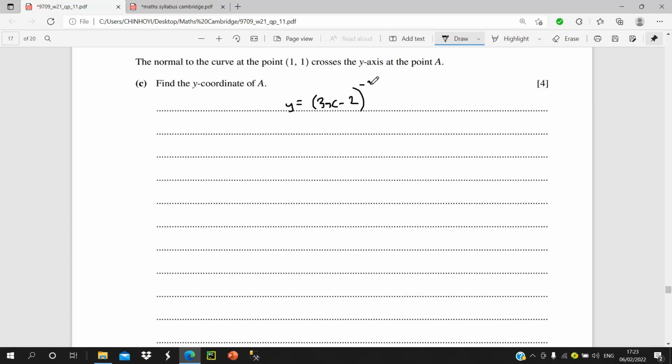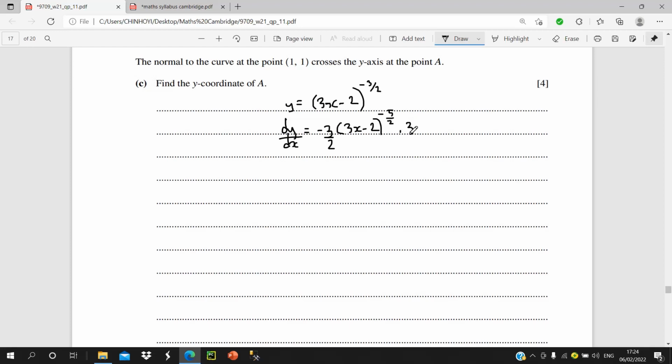Here it's our y. Then I have to find dy/dx. So my dy/dx is equal to, I bring down minus 3 over 2, then here 3x minus 2, then I subtract 1 and get minus 5 over 2, then I have to multiply with the derivative, which is 3.